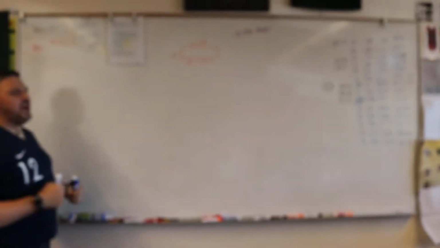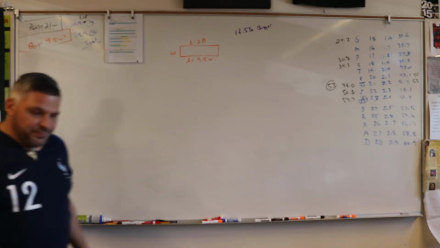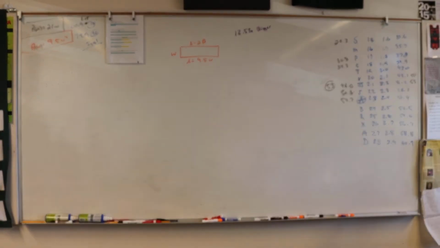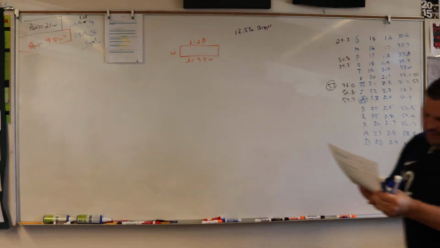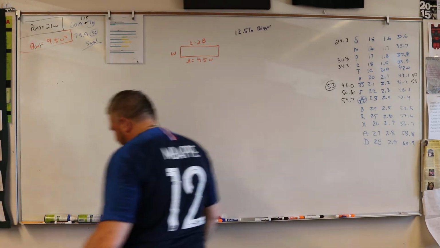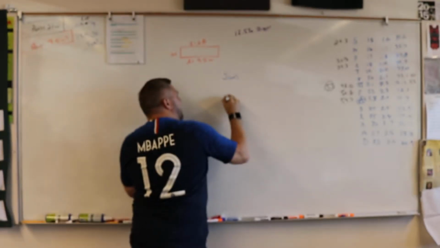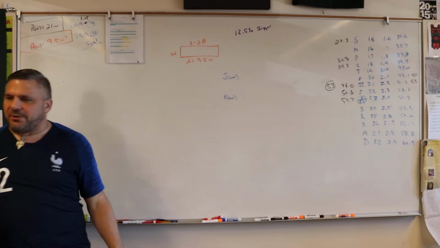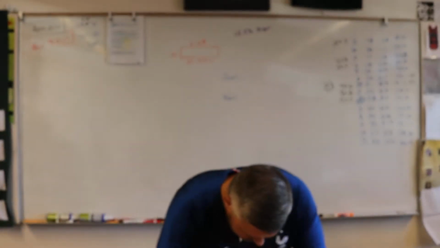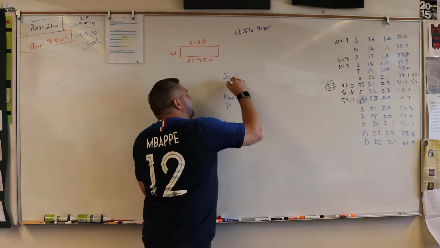So what is my area? What is my perimeter? Because those are two different things, right? It's asking me to do 12.5% on both area and perimeter to come up with JW and KW. So which one's area, which one's perimeter? It tells you. J's area, K's perimeter. Okay? So this is perimeter, and this is area.